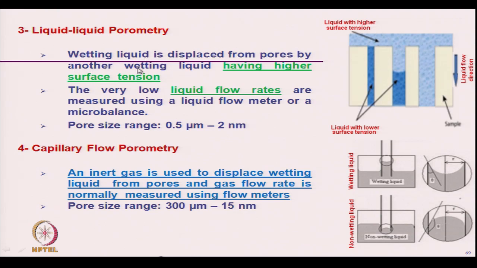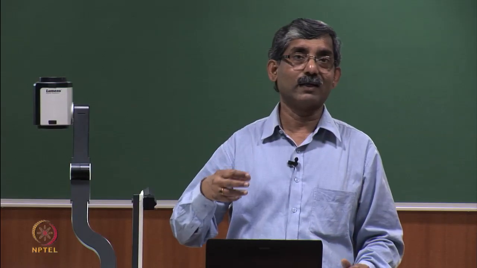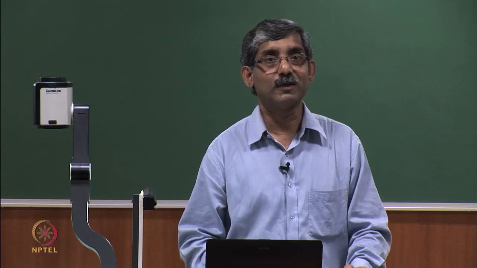So, wetting liquid is dispersed. Wetting liquid means liquid with lower surface tension. Wetting liquid is dispersed from the pores by another wetting liquid having higher surface tension. The very low liquid flow rates are measured using a liquid flow meter or microbalance, and accordingly, depending on the flow rate, we can calculate the pore dimension.